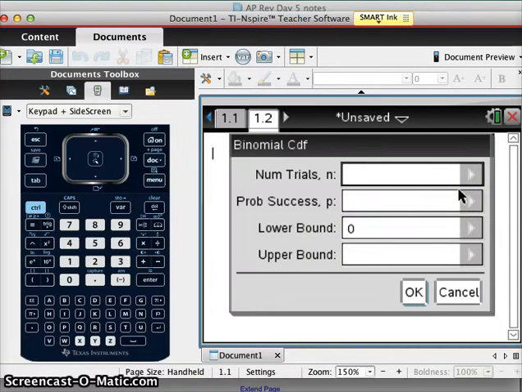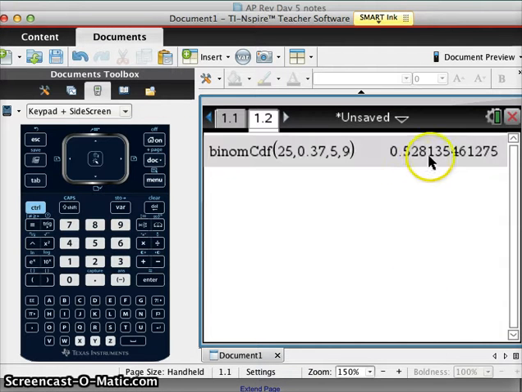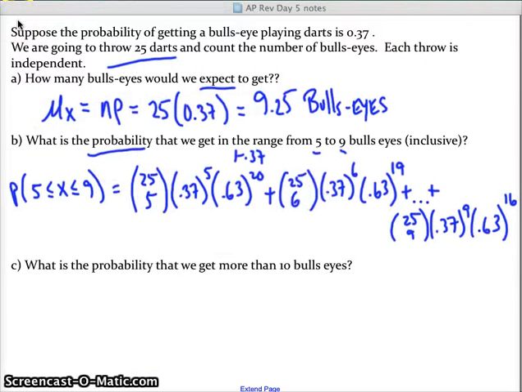The number of trials was 25. The probability of success was 0.37. The lower bound was 5 and the upper bound was 9. Remember, we were going 5 to 9. Hit OK. There you go. 0.528. So all of this equals 0.528.